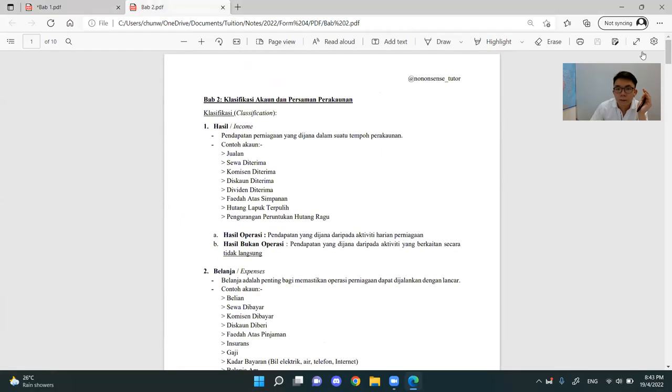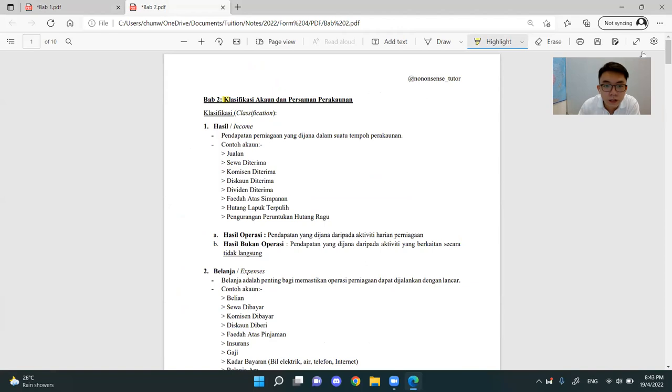So here we are at bab two. So bab two, there are two parts. You must know. Klasifikasi and persamaan perakaunan. Okay. So you must know this one. Alright, klasifikasi dan persamaan perakaunan. And in klasifikasi, okay, in English we call it classification. So, ada lima. Okay, this lima very important.